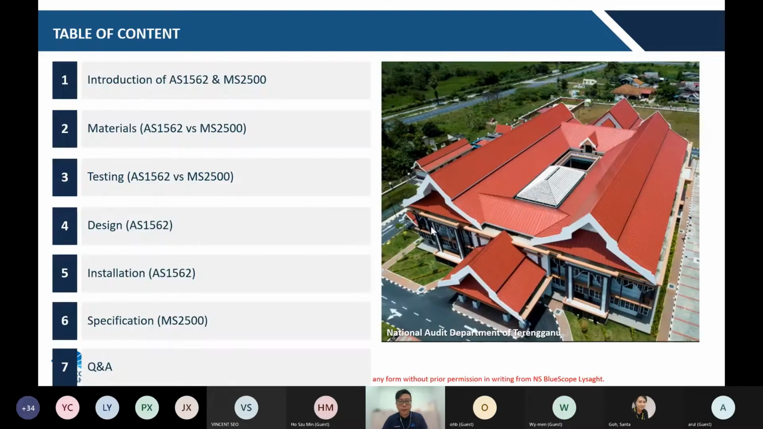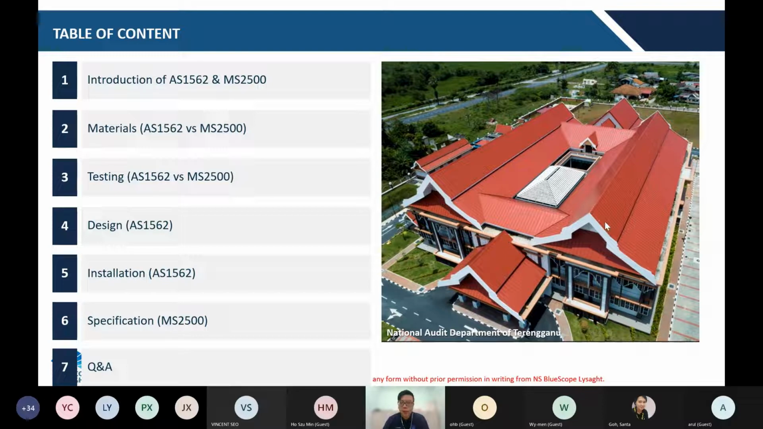Okay, today's session will focus on the comparison of similar topics that appear in AS 1562 and MS 2005. In addition, the standalone requirements stated in each standard will be shared also. The information shared shall be a basic guideline for the audience on how to select the right product and how to use it correctly.